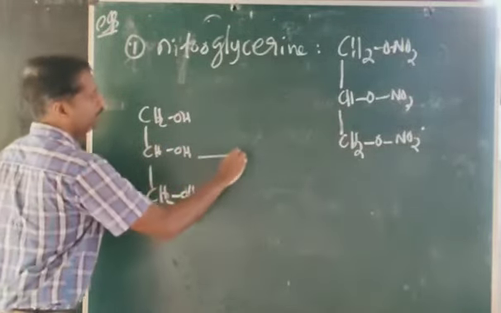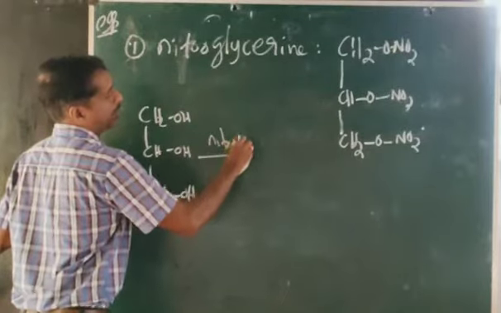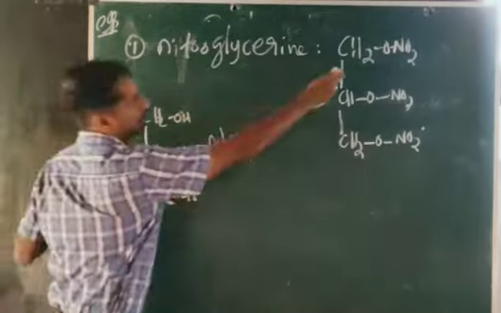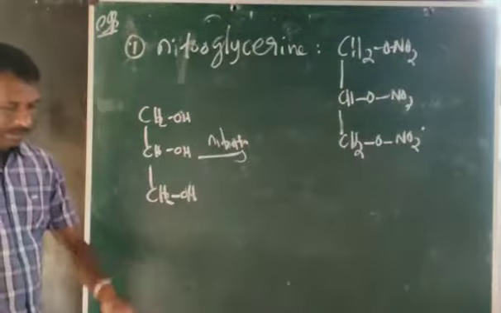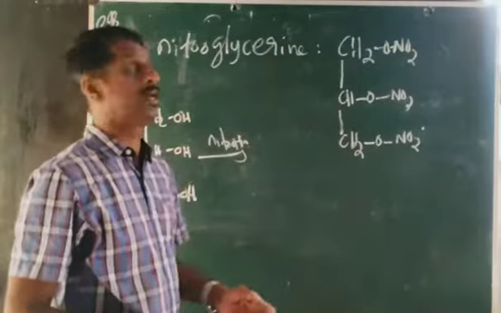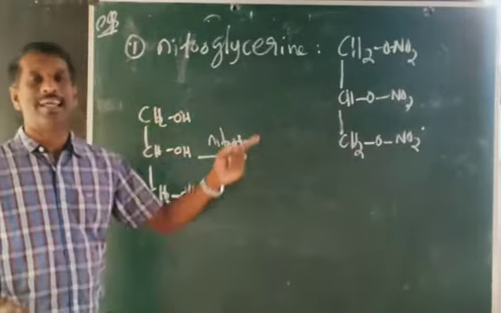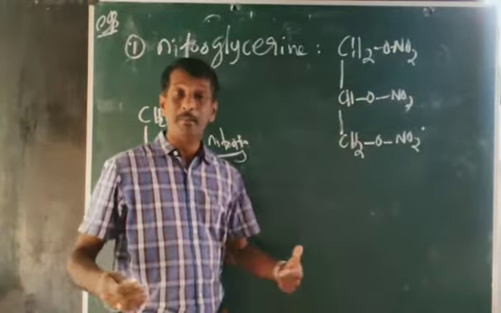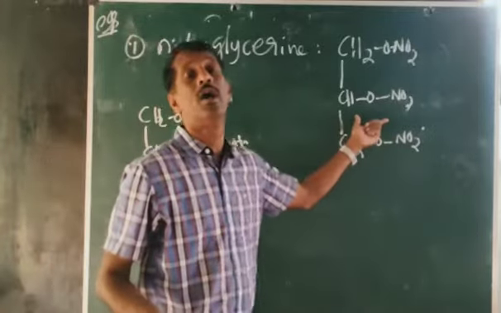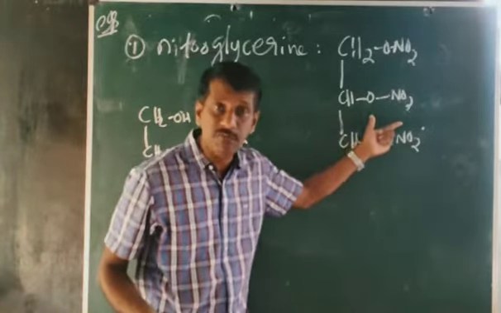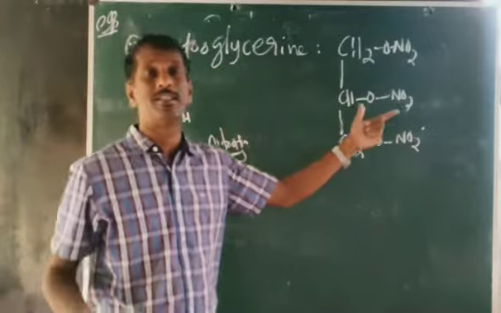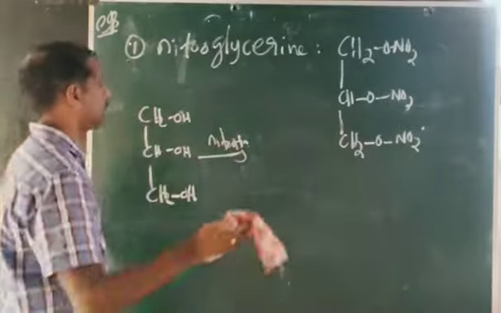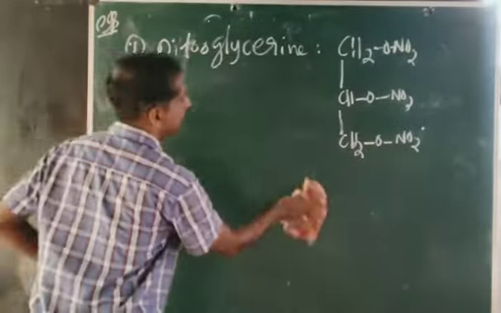This is glycerol. This on nitration will give CH2ONO2, CHONO2, CH2ONO2. This is known as nitroglycerin. This is an example of an explosive, but this explosive will immediately detonate. Therefore, it is very difficult to handle, unsafe to use.